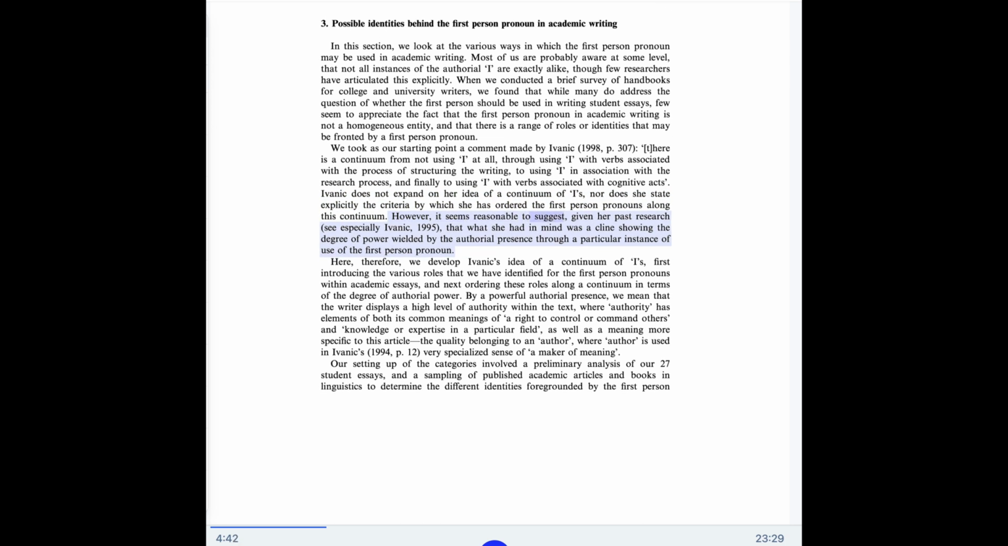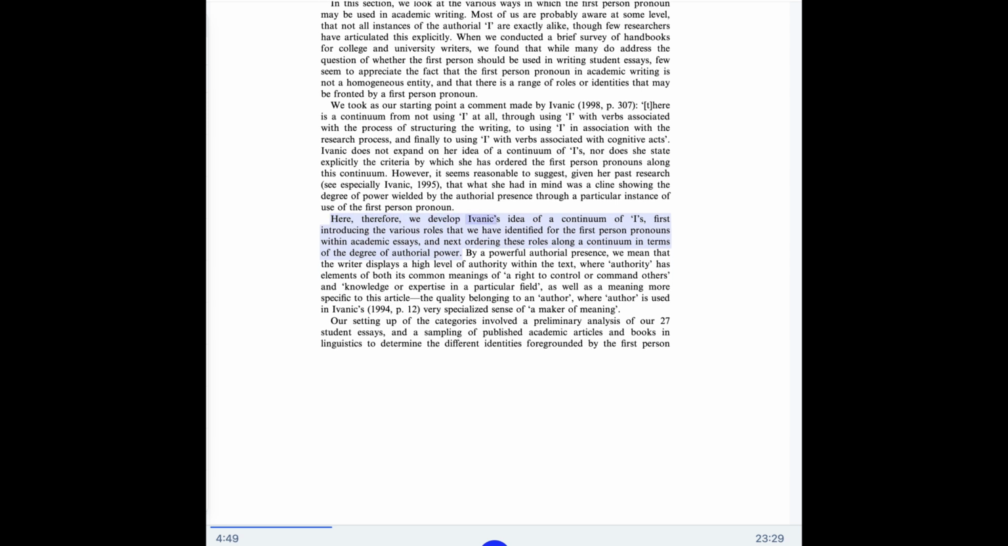However, it seems reasonable to suggest, given her past research, see especially Ivanic (1995), that what she had in mind was a cline showing the degree of power wielded by the authorial presence through a particular instance of use of the first person pronoun. Here, therefore, we develop Ivanic's idea of a continuum of I's, first introducing the various roles that we have identified for the first person pronouns within academic essays, and next ordering these roles along the continuum in terms of the degree of authorial power.